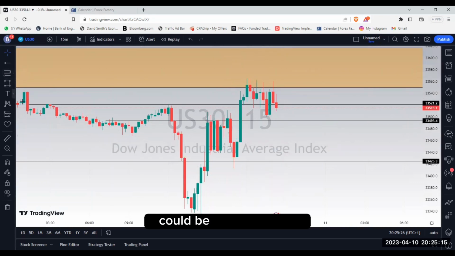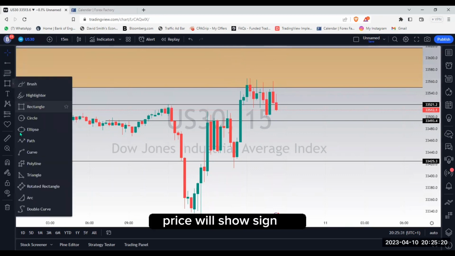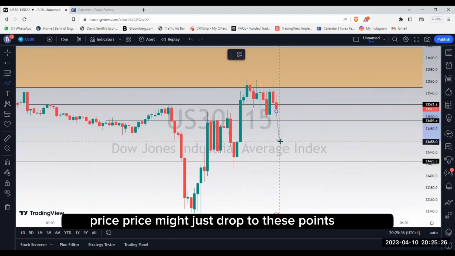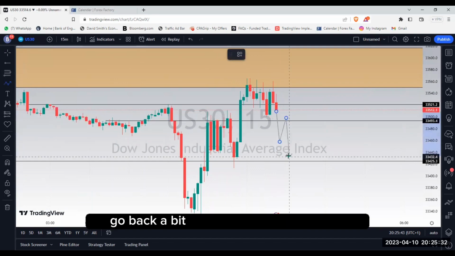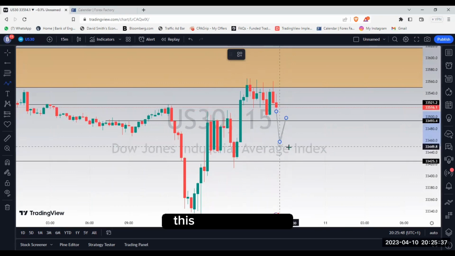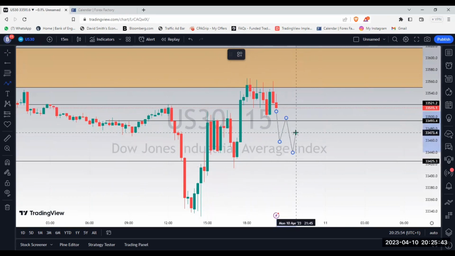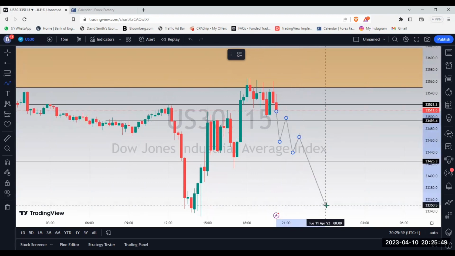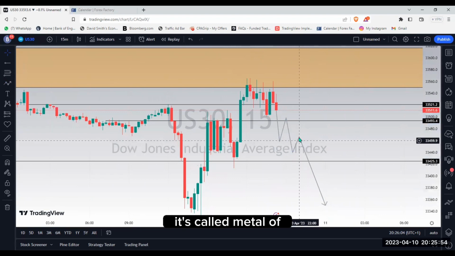Another thing could be, even if price didn't take it out, price could show signs of weakness. Price might just drop to this point, go back a bit, and then drop to this point. Once this low that tested this high is broken, even if you retrace this without taking out this low, that's an entry. We stop above here, something like that. The top, you still trade it that way. That's another way. It's called the flip method of entry.